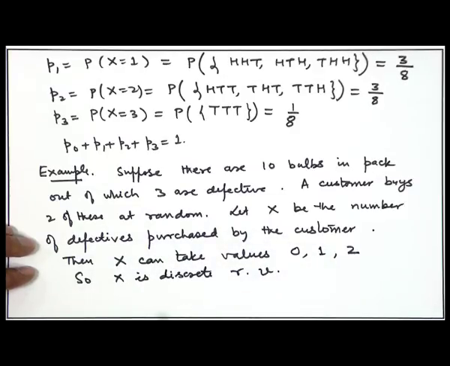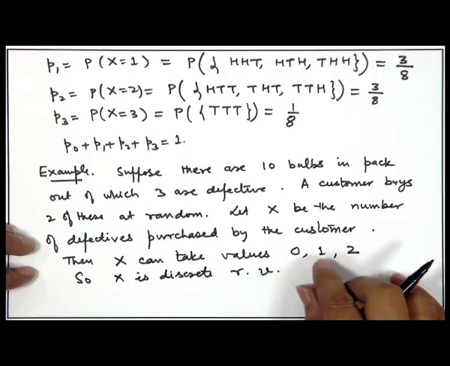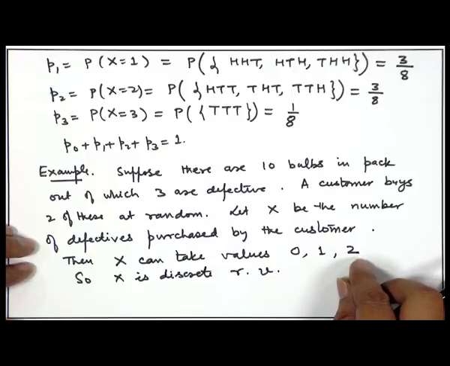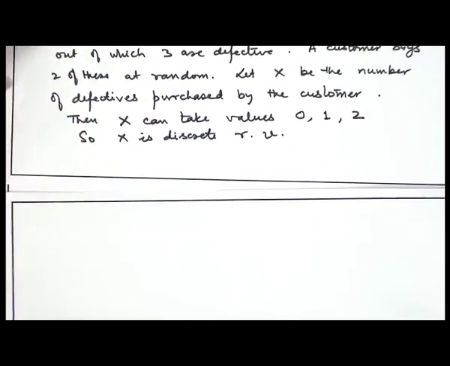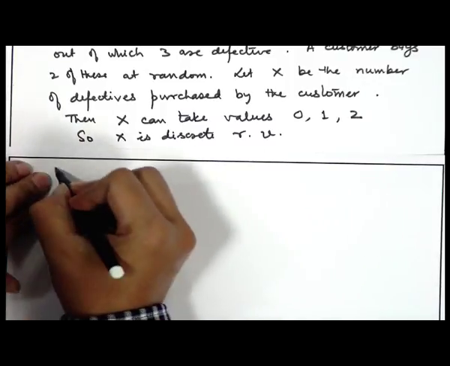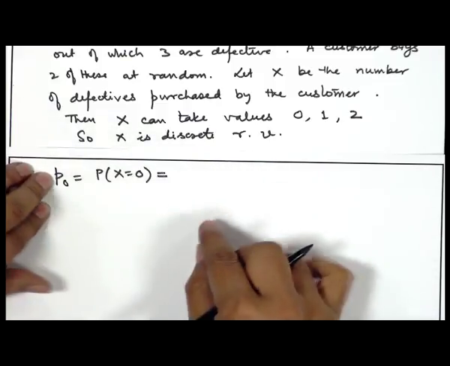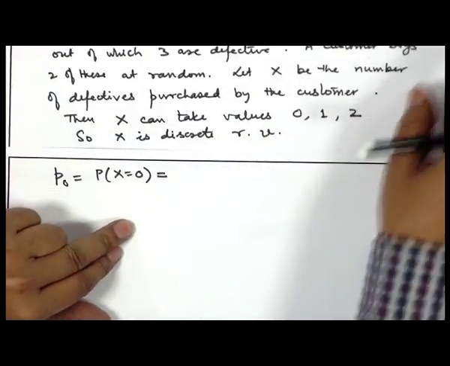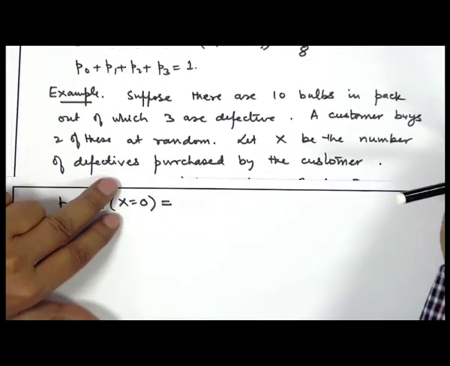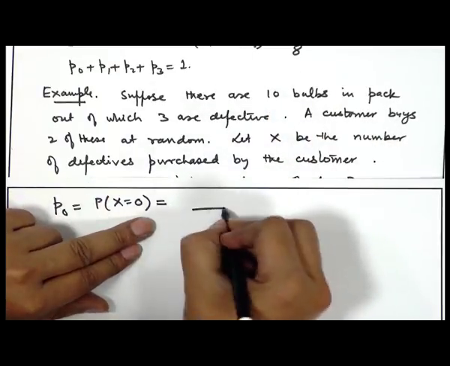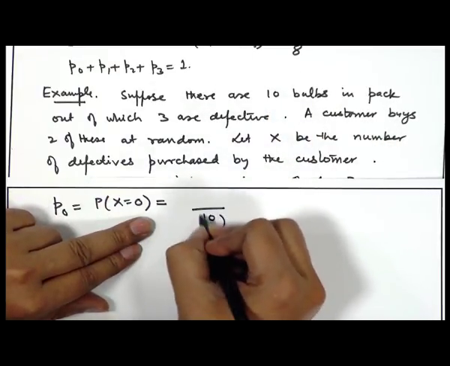Now, we want to calculate the probability distribution of x. That means, what is the probability x equal to 0, what is the probability x equal to 1, and what is the probability x is equal to 2. In order to calculate this, let us look at the calculation of various possibilities. If we are considering choosing 2 bulbs from a pack of 10 bulbs, then the total number of possibilities is 10C2.